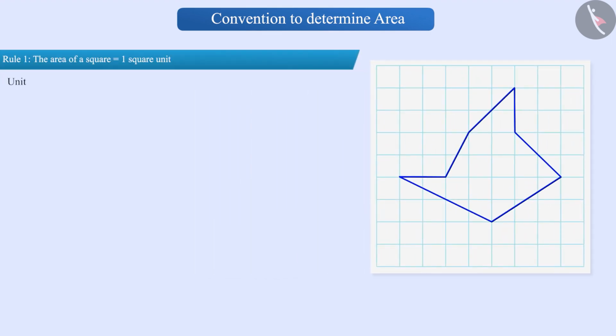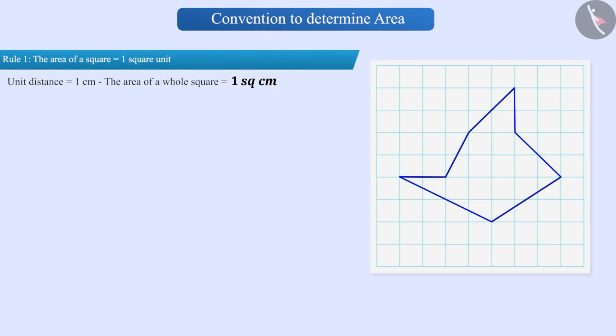Rule 1. The area of a square is taken as one square unit. The unit distance in this shape is 1 centimeter. So here the area of a whole square will be 1 square centimeter. Now let's count the number of whole squares in this figure.